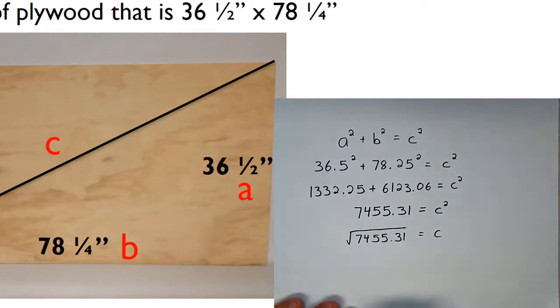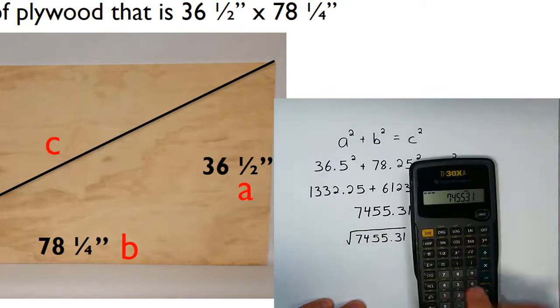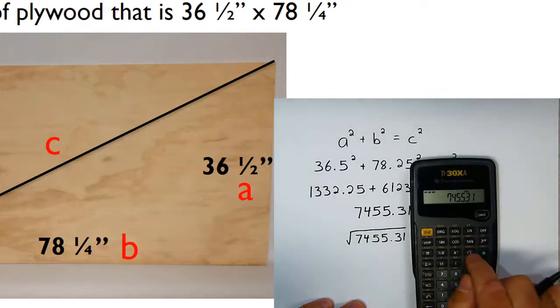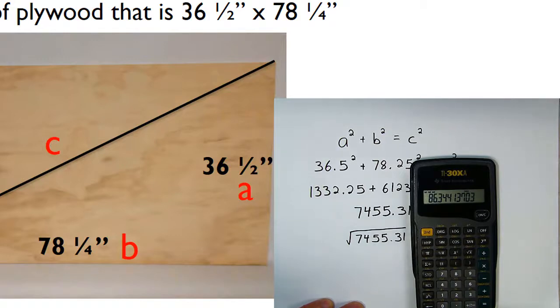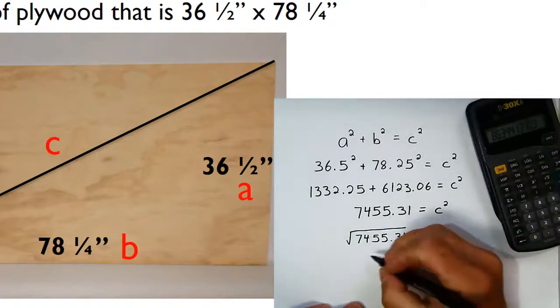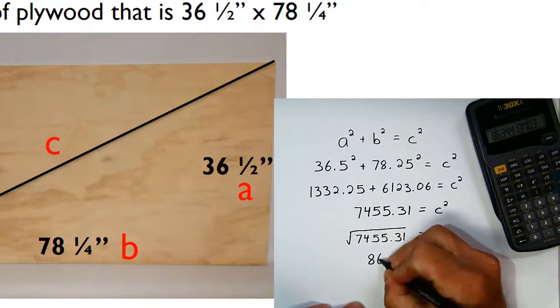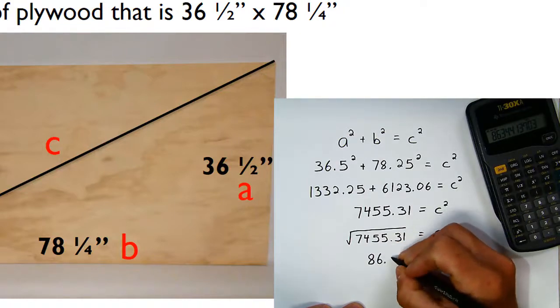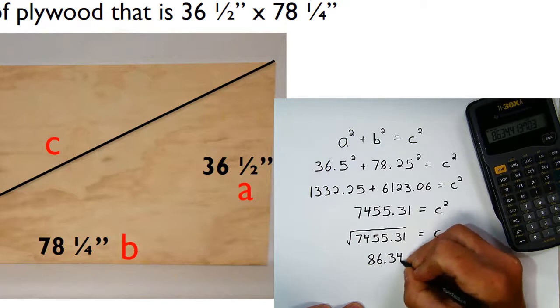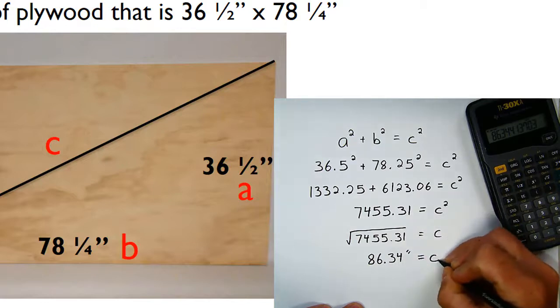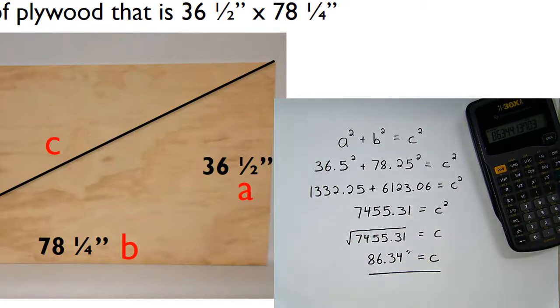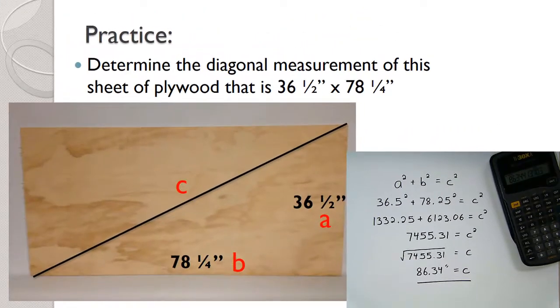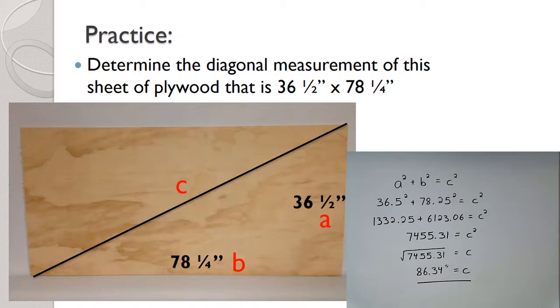And if you do that on your calculator, the square root of 7455.31 turns out to be 86.34, and again, 2 decimals is fine there. And so that means that the diagonal length on that plywood should be 86.34, and again, those are inches. About 86 3/8 if we wanted to measure that with a tape measure. That's what you should get. If you didn't get that value, you might want to rewind that and double check to see if you can find what went wrong.